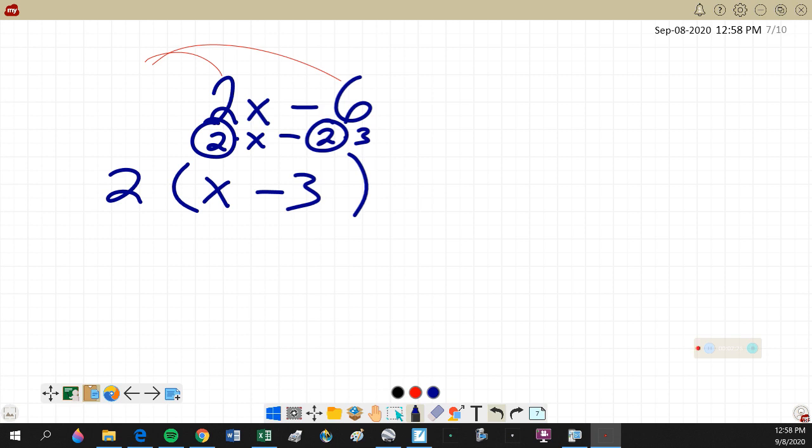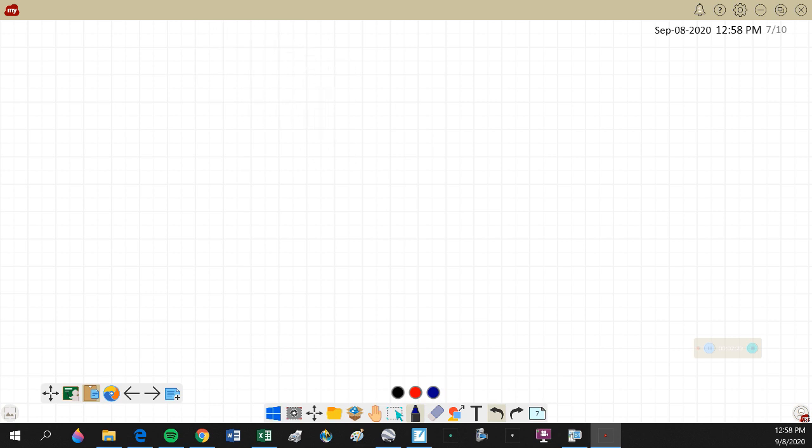Okay. If we had one that was a little bit more complicated, so 12x to the third minus 18x, what can I pull out? Well, what do 12 and 18 have in common in terms of factors?